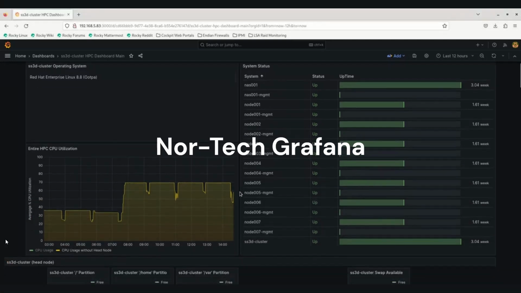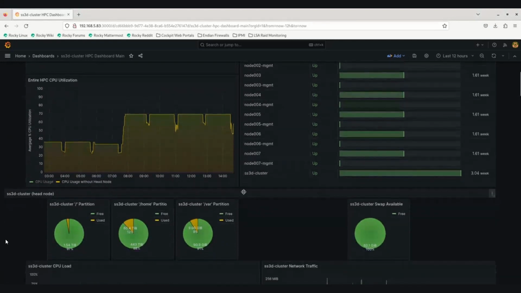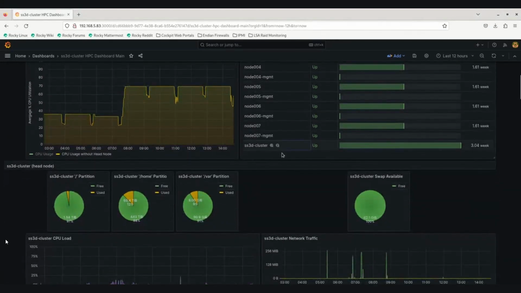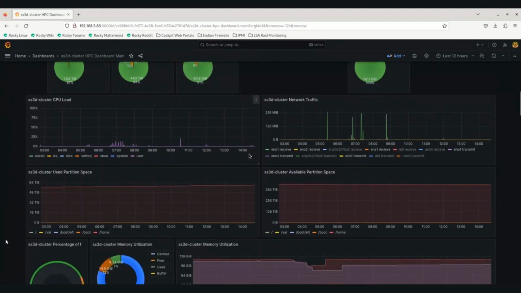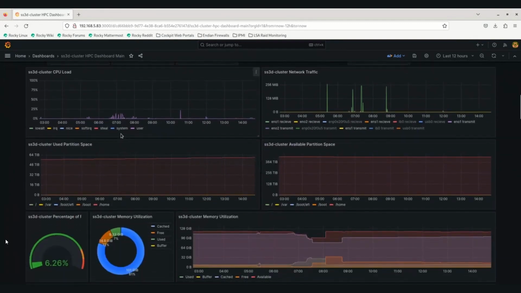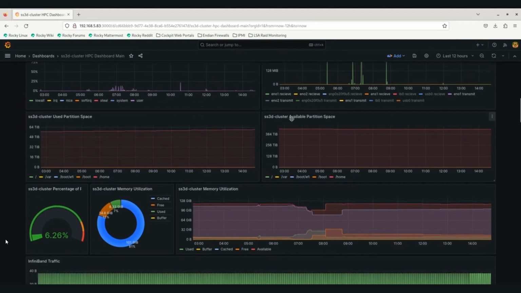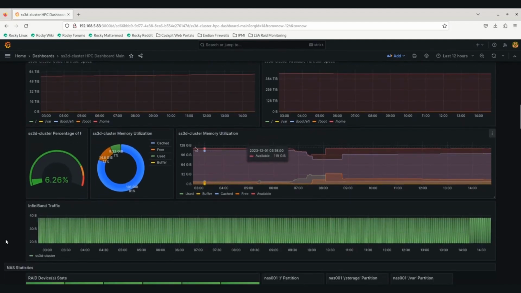This is a display of the status of the full cluster, including the individual nodes, loads, network traffic, memory utilization, and what the memory is being used for. InfiniBand traffic.